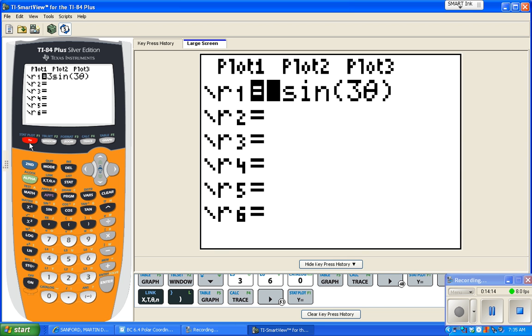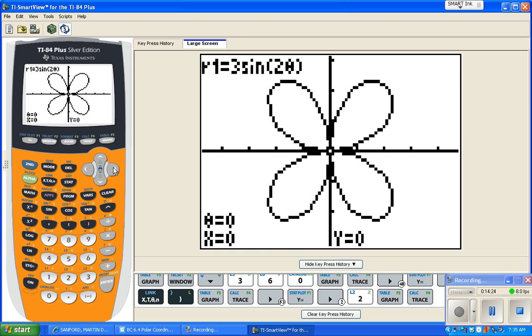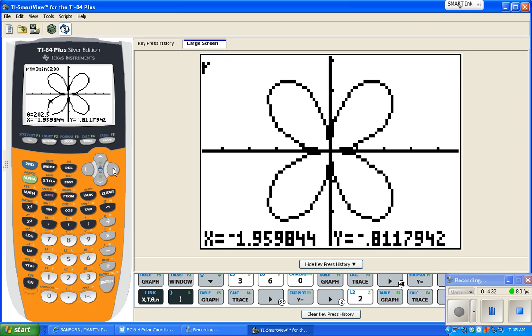Okay, let's do a little comparison. Let's make this 2 theta. We're not going to spend our life doing that. Look at that, with 2 we get 4 petals. Now I'm tracing. Notice by the time I get past 90, I'm actually on a 2nd petal. When I get past 180, I'm on a 3rd, and here I am on the 4th.